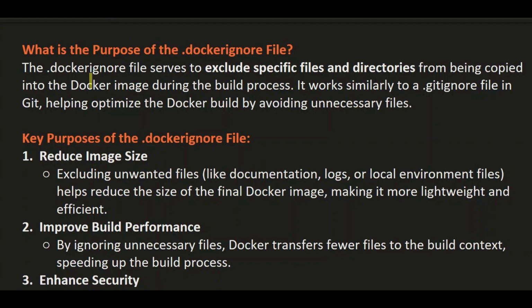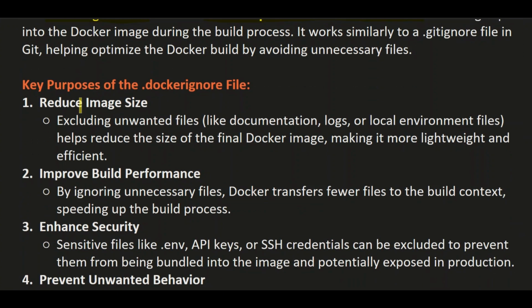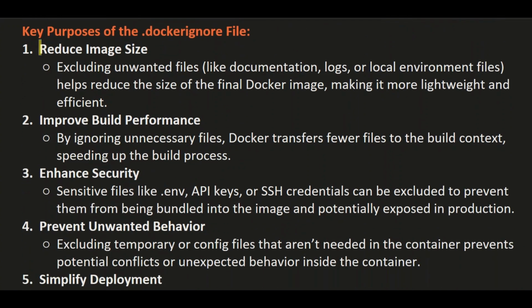What is the purpose of the dockerignore file? The dockerignore file serves to exclude specific files and directories from being copied into the Docker image during the build process. It works similarly to a gitignore file in Git, helping optimize the Docker build by avoiding unnecessary files.